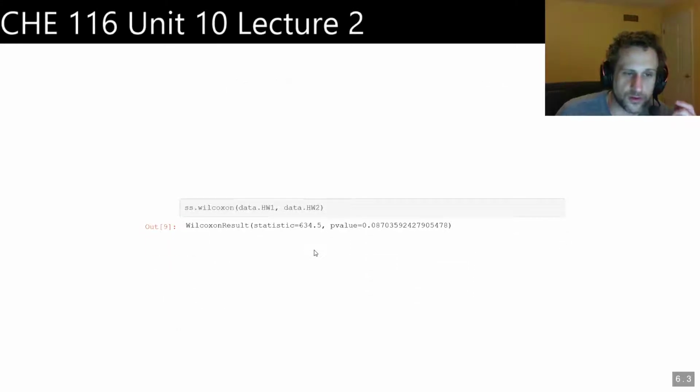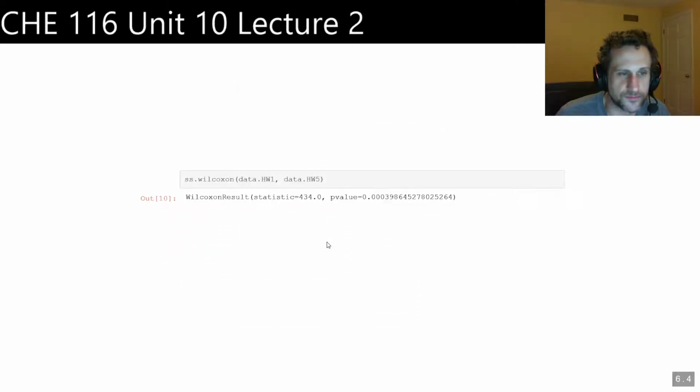So here, like I said, you could look at homeworks. For homework 1 and homework 2, recall that the original p-value was like 0.7. Now the p-value is 0.087, so it's still not significant. It's not below 0.05, but you can see that we're much closer to a significant result. Homework 1 and homework 5, now the p-value is much lower, so it's much more clear these homeworks are different.